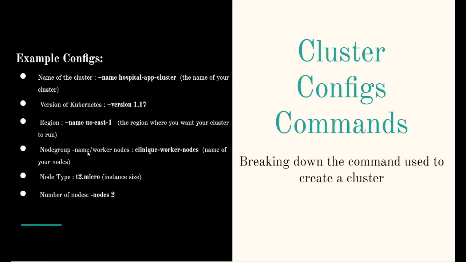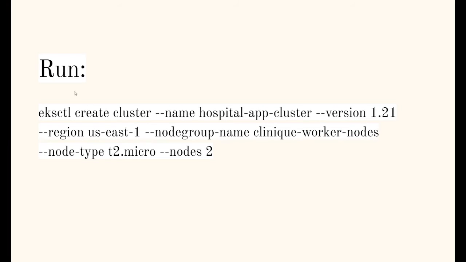So the nodes, I'm going to call them clinic worker nodes, and after the type of the instance, so t2.micro, that's the free tier instance, and the number of the nodes, 2 nodes. So there'll be 2 nodes, if you remember the diagram. So you run the command by doing eksctl create cluster. So you see that's where we need eksctl.